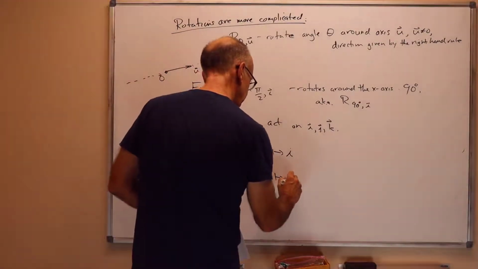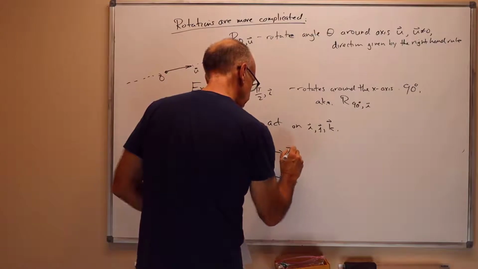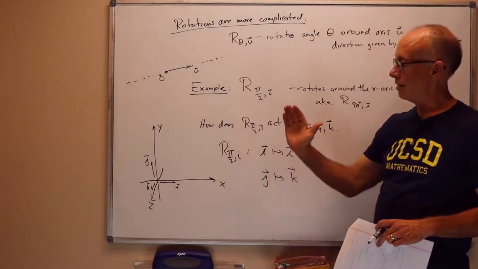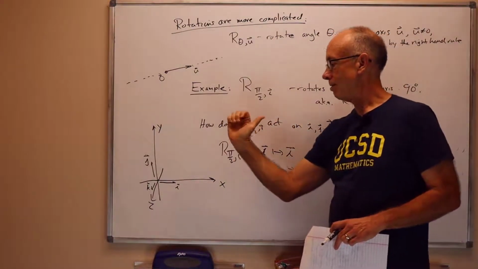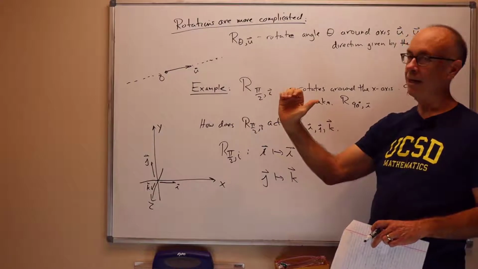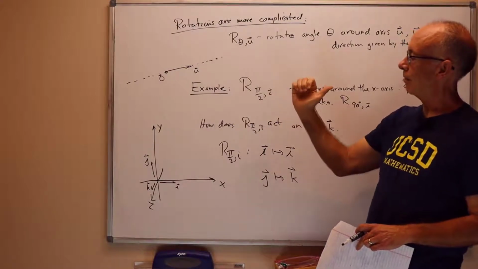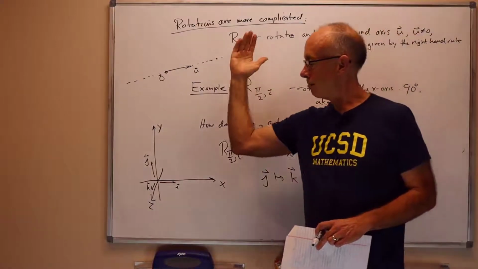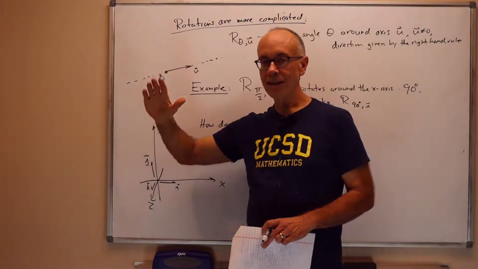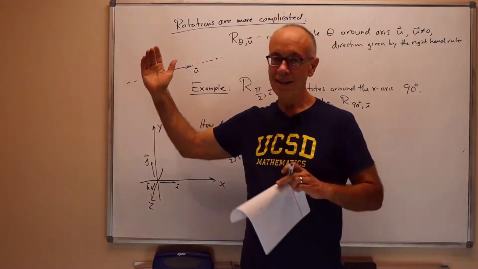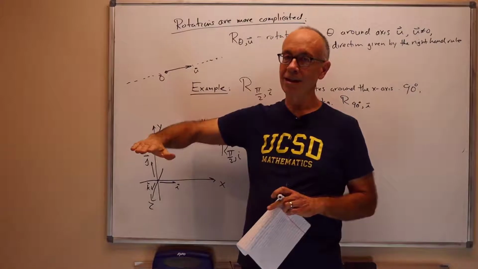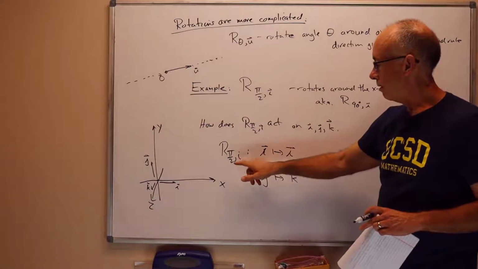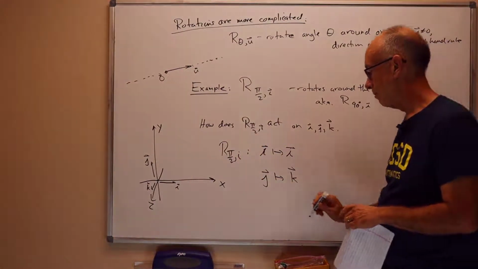j, I claim that's going to map to k. So the point here is that I'm looking, let me use the right-hand rule from this side. I grab onto the x-axis, so I'm looking straight on with my right hand at the x-axis, and I'm looking at the curl of my fingers, and so they're curling this way, so everything is going this way. So the j vector is pointing up like my forearm. When we rotate it 90 degrees, think of my upper arm as the x-axis, it's pointing in the positive z-axis direction, that is in the direction of k. So r pi over 2i maps j to k.